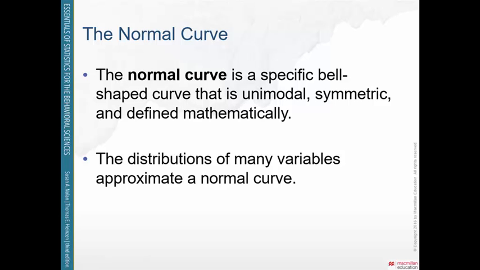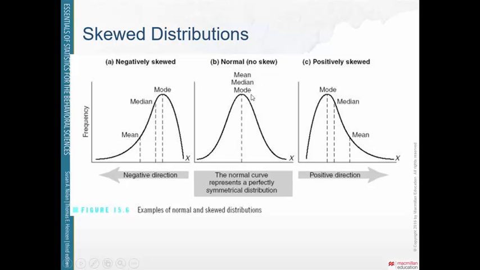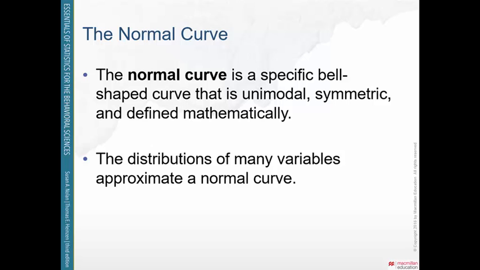So what is a normal curve? Well, it's a very special curve. It is specific in that it is bell-shaped. It's the shape of a bell. It is unimodal, meaning it has one mode. And it is symmetric, meaning that if you folded the curve, and I'll do that right here, right down the middle, the two halves would lie right on top of each other. So we call that symmetric. And it's defined with very specific mathematical properties that we will use as we move on into our inferential statistics.